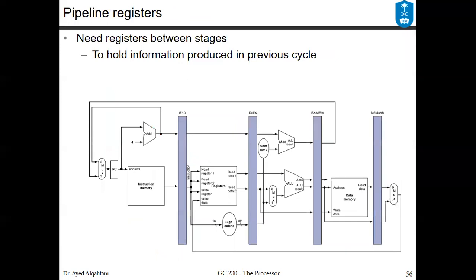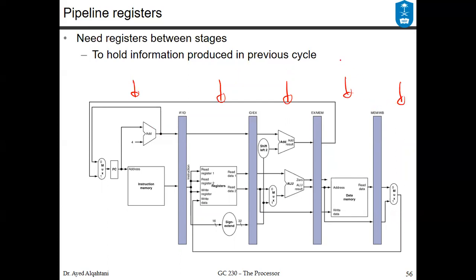Now, at these slices, we will introduce the pipeline register. So we need registers between the stages to hold the information produced in the previous cycle. The reason is we want an instruction running in this stage and a different instruction running on this stage, a different instruction running on this stage, and here and also here.